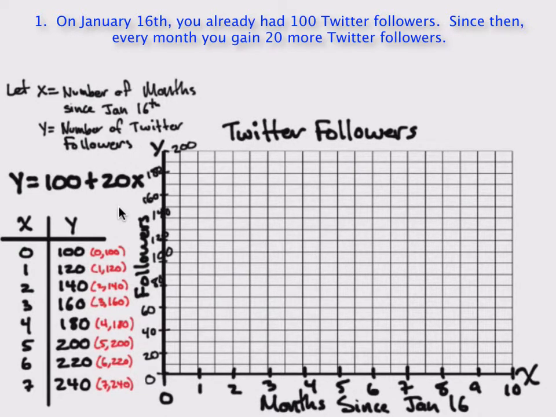Now that we have our scale, time to graph our ordered pairs. And note that for the first time, we are not going to have an ordered pair in our bottom left-hand corner at the point 0, 0. We're going to start with our first ordered pair at 0, 100. Once again, this relationship is best described with a discrete graph, so we won't connect them.